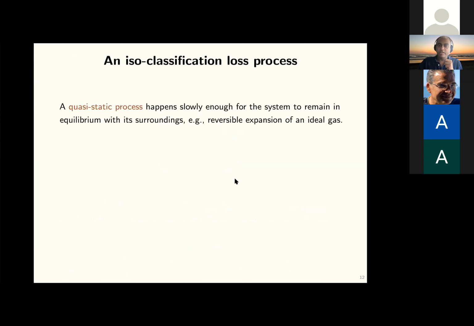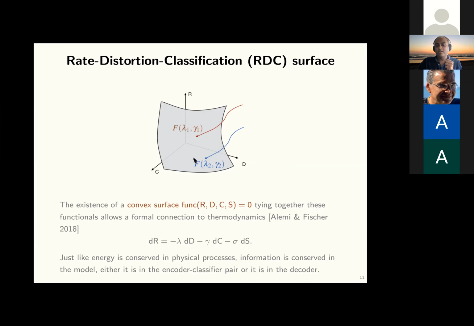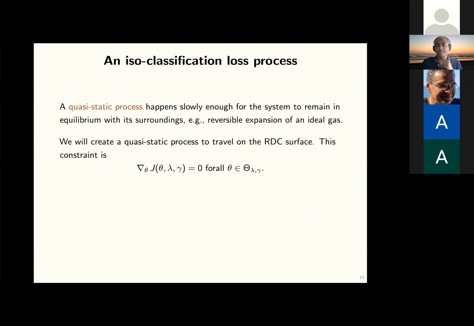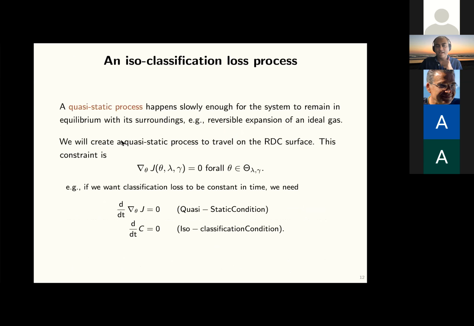Now I can play the following game. I can design processes on this surface that travel anywhere on the surface. So we are simply trying to instantiate a stochastic process. In this case, I would like to instantiate what I call an iso-classification process that travels along the surface and keeps the classification error constant. This is kind of motivated from a reversible expansion of an ideal gas, where you don't add any work into the ideal gas, but you can change the volume, let's say. And this would be instantiated as follows.